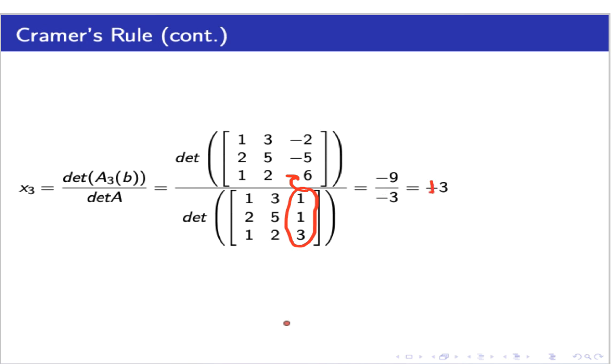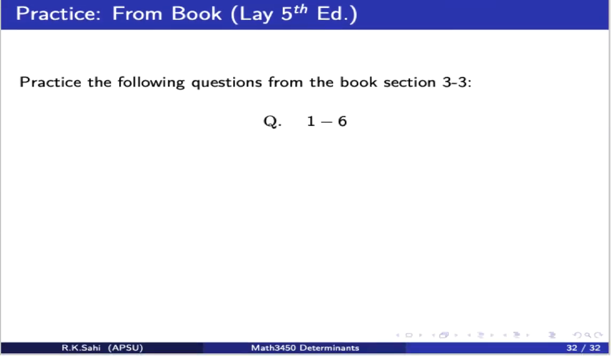Okay. So this is Cramer's rule, guys. Very easy. You just need to plug and chug and get the answers. Just remember what column is going to be switched. Very, very important over here. So I would recommend you guys practice these questions given in the book, 1 to 6.